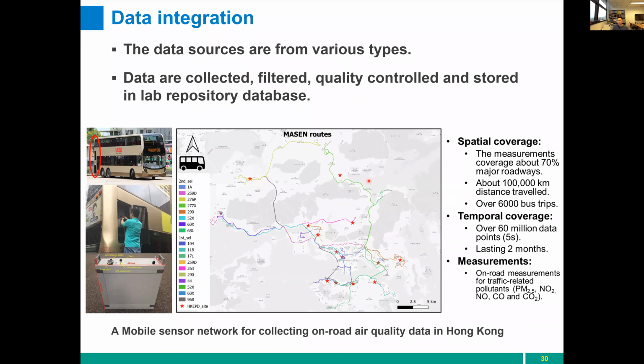For example, we have this. We run this sensor network in Hong Kong on the buses for a year. You can see in the end we have 70% of the major roadway network coverage, about 100,000 kilometers traveled, 6,000 trips. So 60 million data points in our database, and many different pollutants. So this is one side of the data.